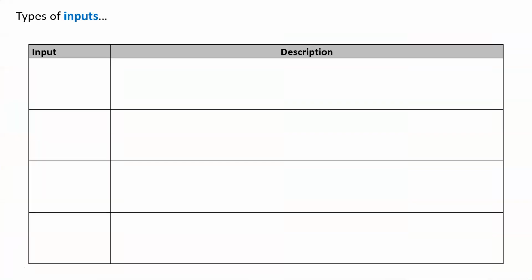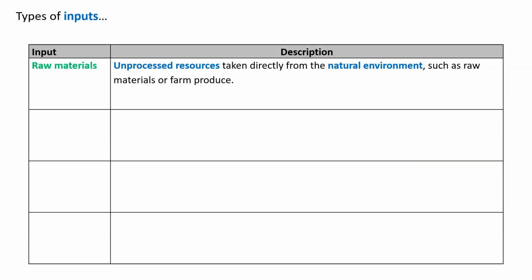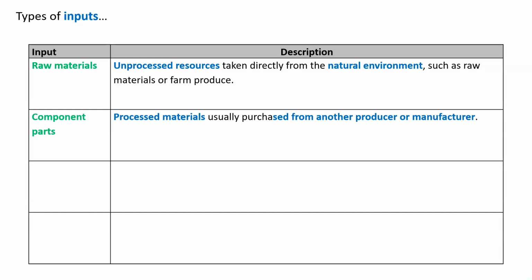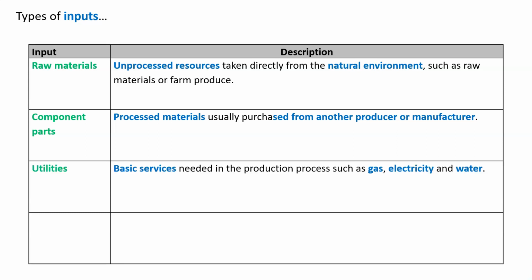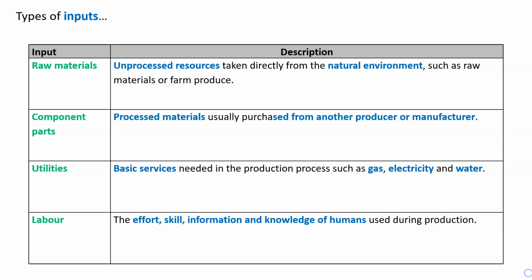Lastly, we just want to look at, well, what are some of the types of inputs? And we said they're all different, but we've got raw materials, the unprocessed resources from the natural environment, so taken from farms or mines, so we could have gold, sugar, coal, that sort of stuff. Component parts, processed materials usually bought from another business, to make our product. So to make an iPhone, we need computer chips, we need glass, we need the home button on the older phones. They're all component parts. We also need utilities, the basic services needed in the production process, gas, electricity, water, etc. Labor, that's the effort, skill, information, and knowledge of the humans used during production.